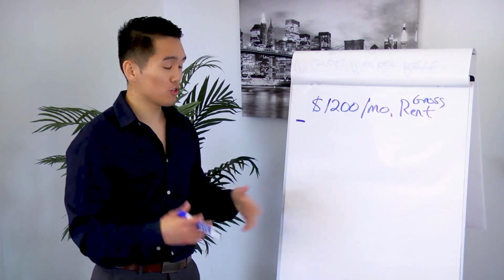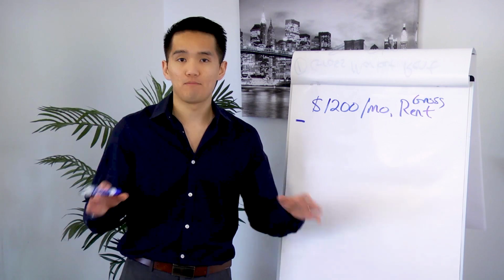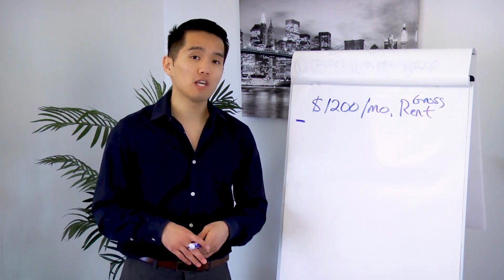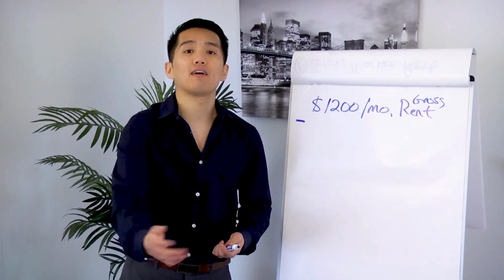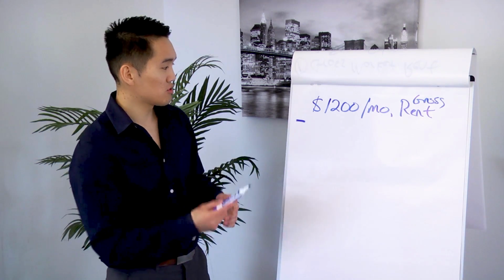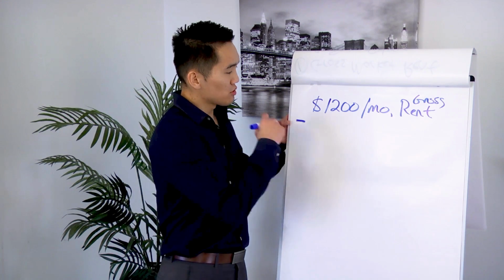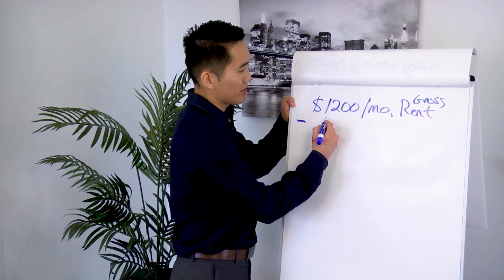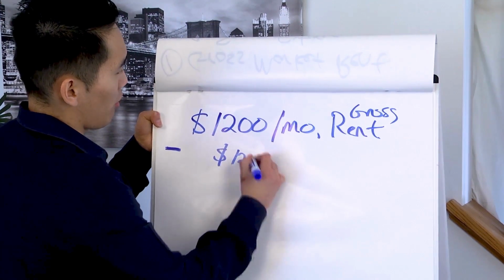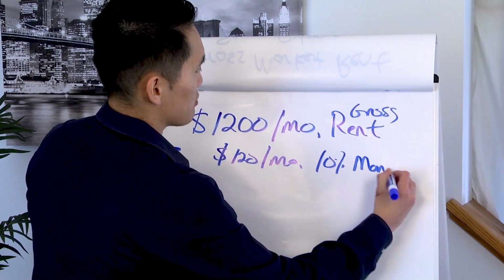For example, let's say you make $15 an hour, okay, very low, but you know that by doing the management yourself, you can be making $35 an hour. Well, the wise choice would be to manage the property yourself and pay yourself that management fee. So typically for the management fee, I like to calculate this to be about 10%. So let's call it $120 a month, and this is 10% management fee.